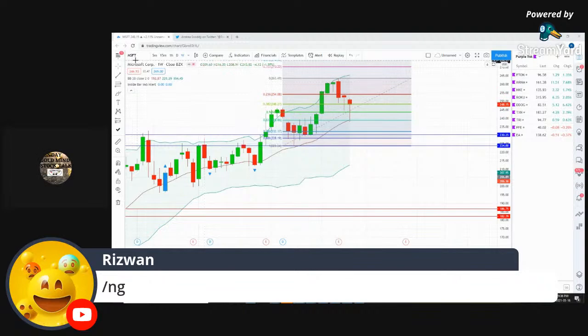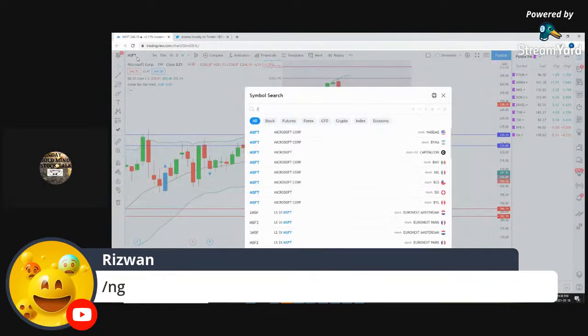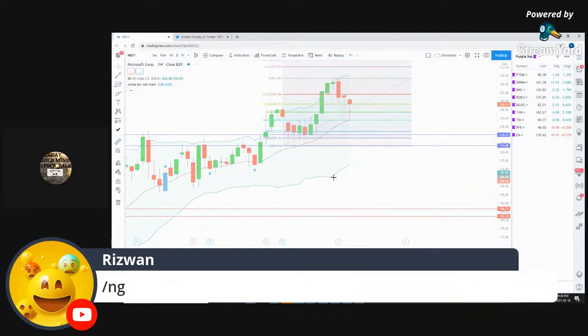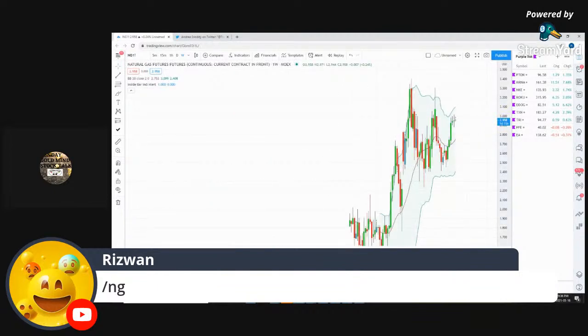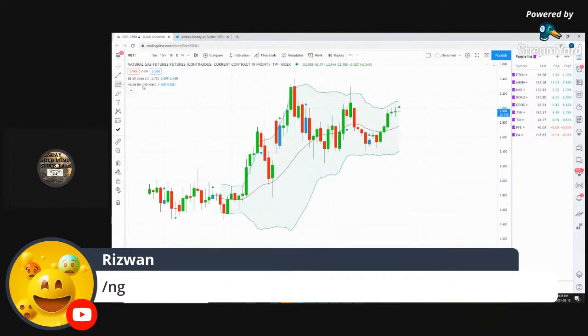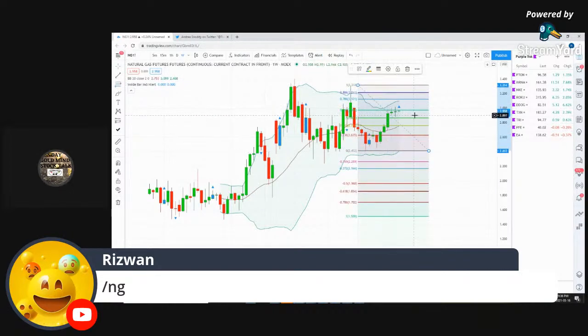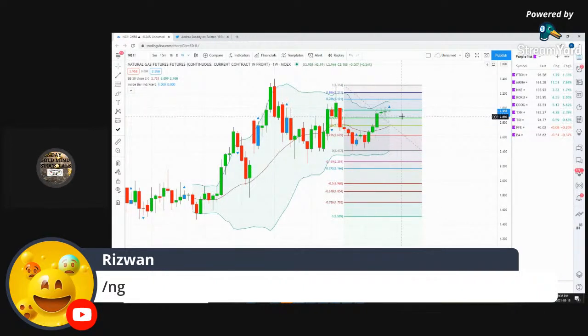All right. So natural gas. Yeah, so natural gas is against the fib right now. Low to high right there. We're against the 618. I think we talked about this one last time. It's pretty much done nothing since then. So it's just consolidating right now.